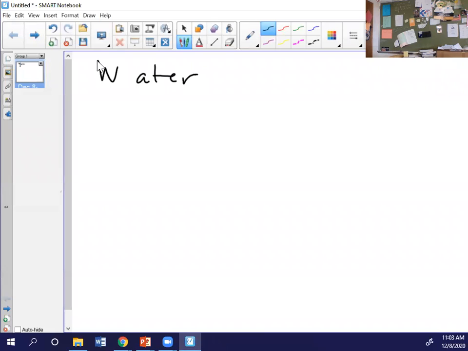So we're going to draw water. Okay, so we need to draw the Lewis structure first. We know that water has 8 valence electrons, correct? Because water is H2O. We'll put my O in, and O has 6. 1, 2, 3, 4, 5, 6.